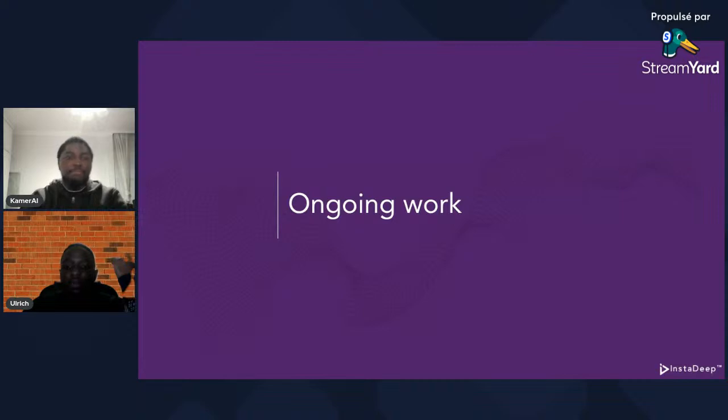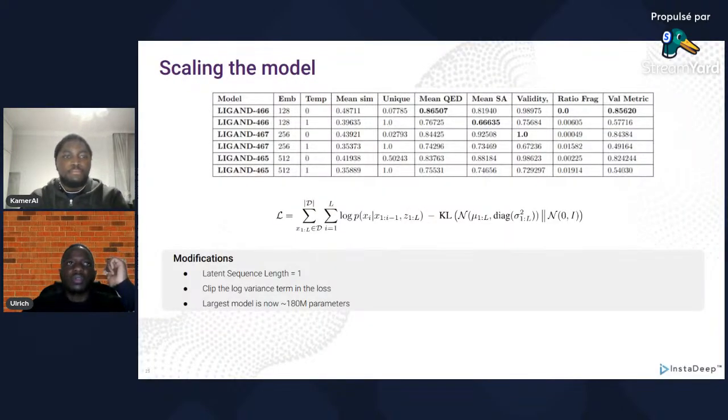Okay, so the ongoing work. As I said before, the paper was presented at an ICML workshop, and now we have the proof of concept. The main challenge for me, as I said when I started working on this project, was finding the right tokenization. So now we know the SAFE tokenization works well.